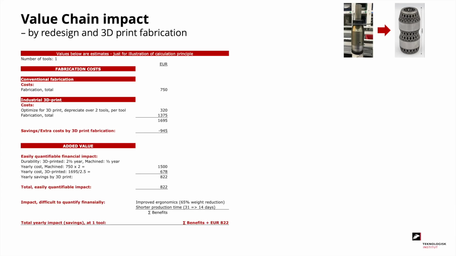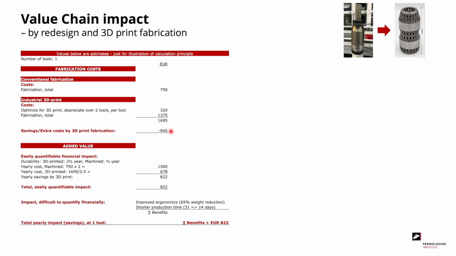If we try to be a bit more specific, we have put some values on here. The values are estimates, but it doesn't really matter. The conclusion is clear. We assume a tool number of just 1, and we compare the fabrication cost. The conventional fabrication was 750 euro, while the industrial 3D print cost was 1,695, consisting of both the direct fabrication cost and the 3D print design work. So in this case, and this is interesting, we have a much more expensive tool.